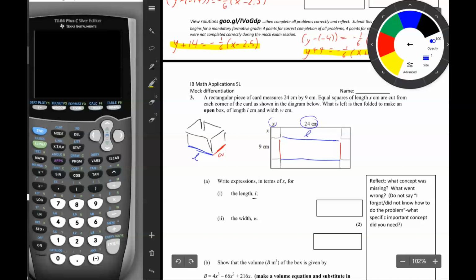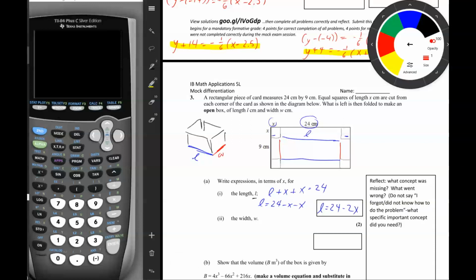So the length is related to 24 and x by the fact that if I add L plus x, I get 24, right? So if I wanted to write the length in terms of x, I could do length equals 24 minus x, or length equals 24 minus 2x. Okay? What about the width?